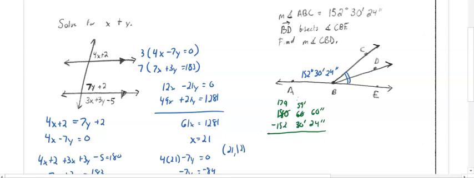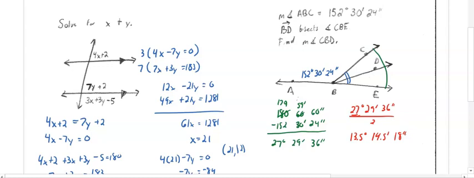So when we subtract, we get 36 seconds, 29 minutes, and 27 degrees, which is this whole angle. So then we need to split that in half to get the angle we're looking for. So when we divide by 2, we get 13.5 degrees, 14.5 minutes, and 18 seconds.